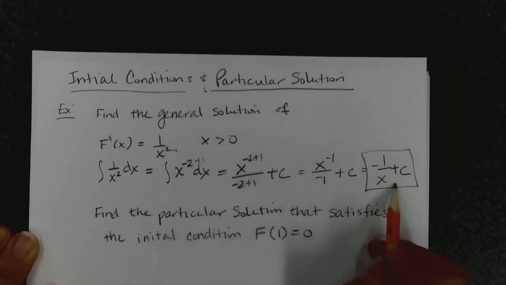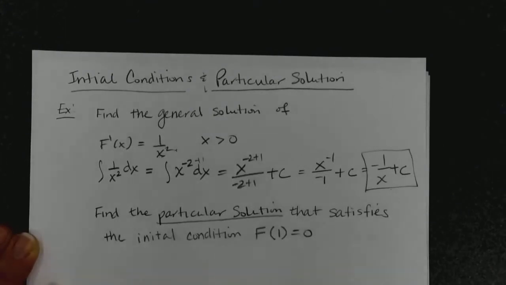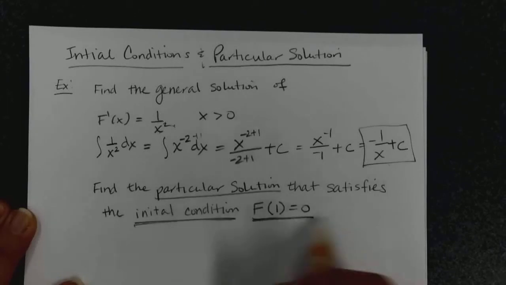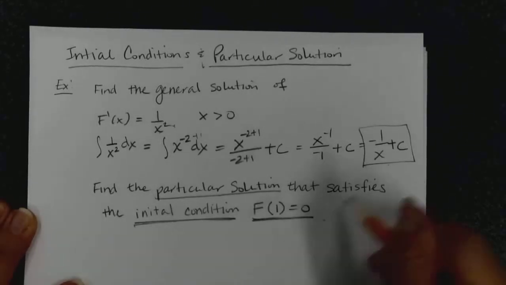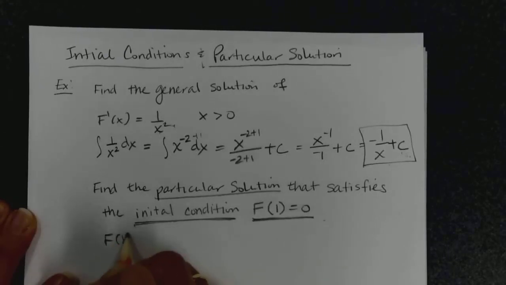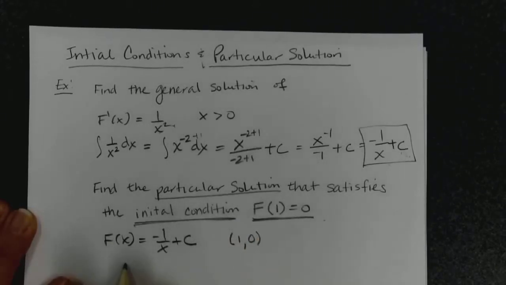So now I want to find a particular solution. That means that I want to know what that c is. So my initial condition will help me find that particular solution, what that c is. So if f of x is equal to negative 1 over x plus c, and at x equals 1, the y value is 0, we're going to set this y value equal to 0, and we're going to plug in 1 for x.